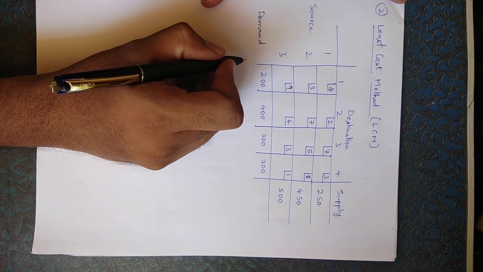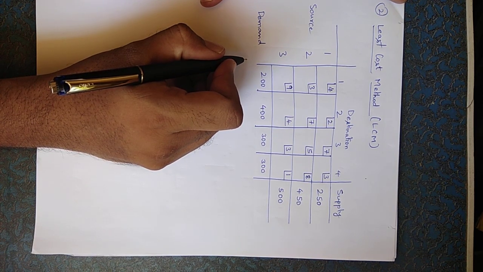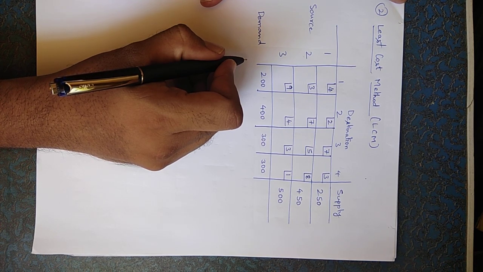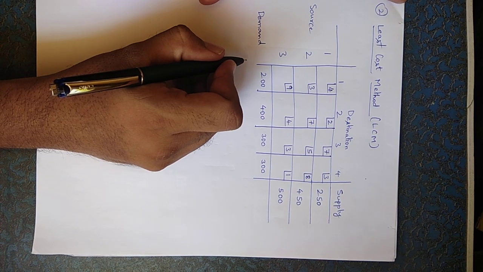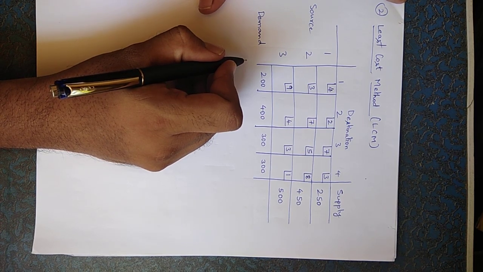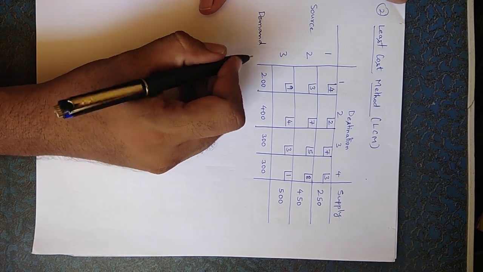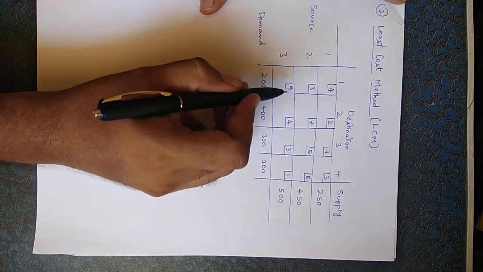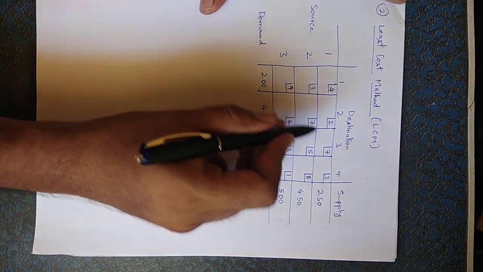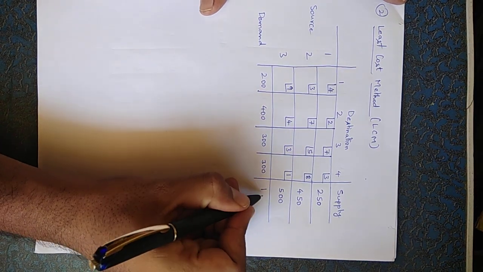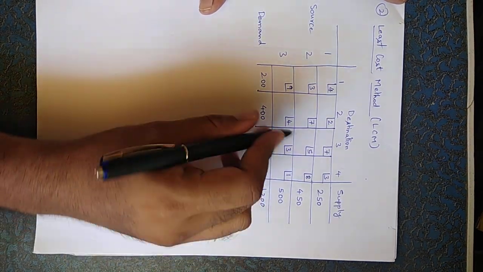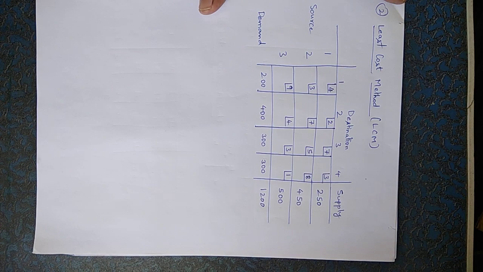Well, the second method to solve transportation problem is known as least cost method, or shortly we call it as LCM. In this method again we have to observe that the said matrix is already a balanced matrix which we have seen in the previous method.